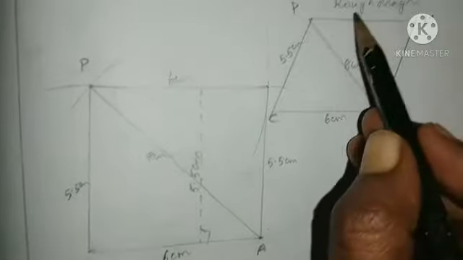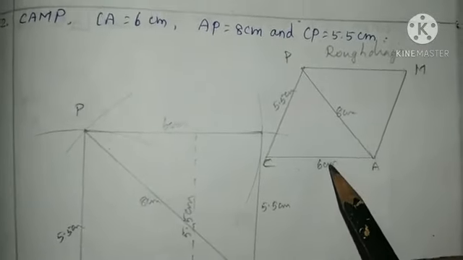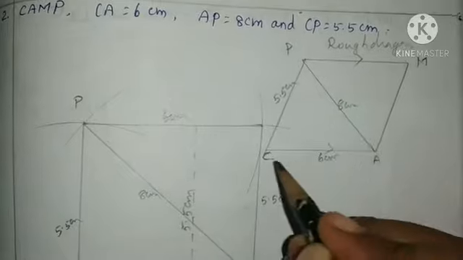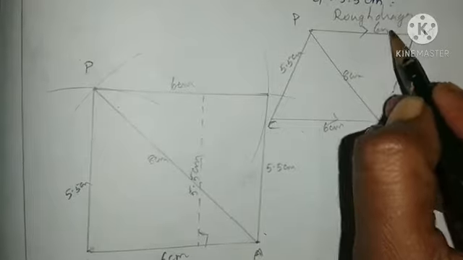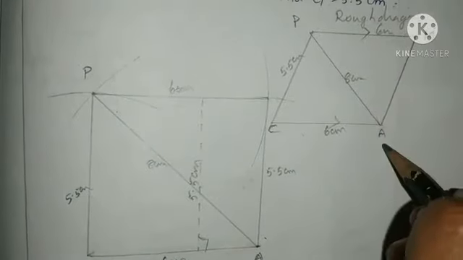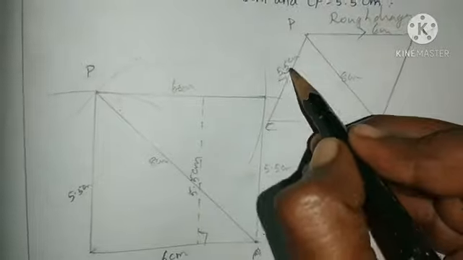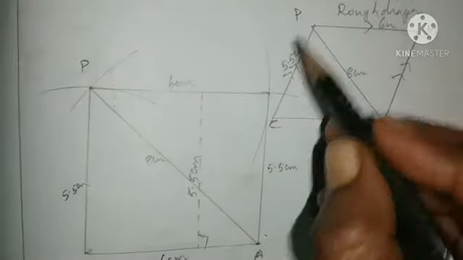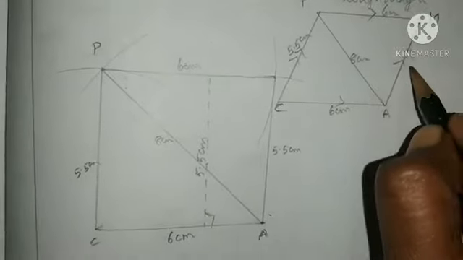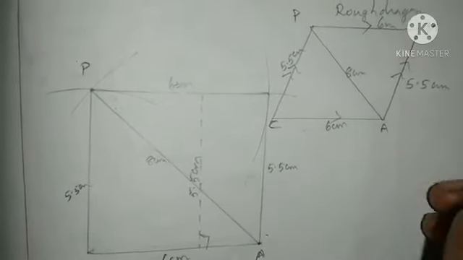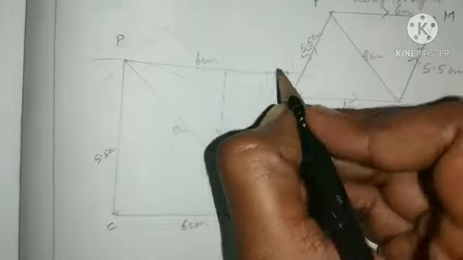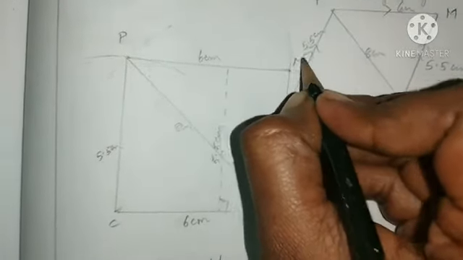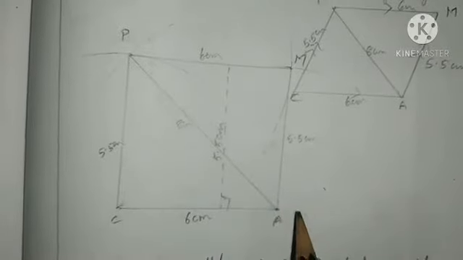Here also the next two sides are not given, but we know that in a parallelogram the opposite sides are equal. Therefore CA is equal to MP, that is equal to 6 cm. The same way PC and AM are opposite sides. So therefore these two sides are equal. Here CP is given as 5.5 cm. Therefore AM is also equal to 5.5 cm. Using these measurements, you have to cut an arc from A and P. Then the intersection point of these two arcs is named as M. Now we get the parallelogram CAMP.